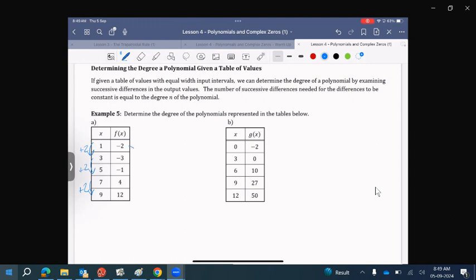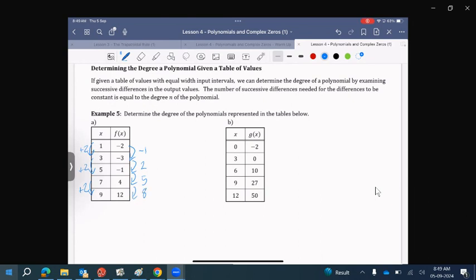Next, we look at the rate of change between these ones here. What is the average rate of change from x equals 1 to x equals 3? Well, it's not the average rate of change, actually. It's just how much has it changed? This has changed by minus 1. And from here to here? Plus 2. And from here to here?